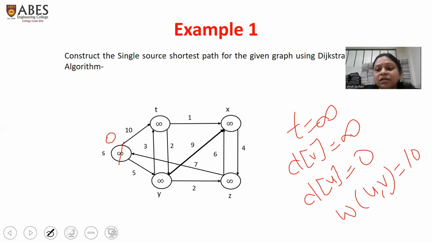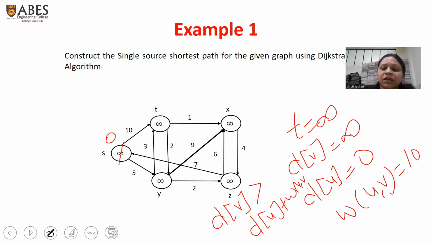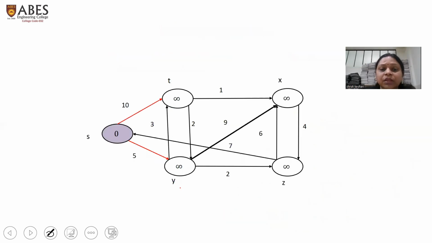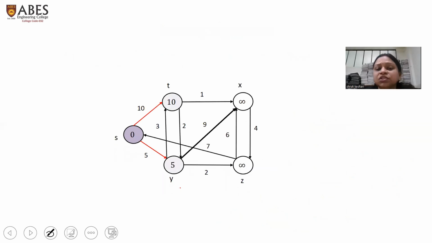In the case of Dijkstra's algorithm, you need to relax the vertex which contains the minimum value, right? So here you can see that D of V is greater than D of U plus weight of U comma V. Here, weight 0 plus 10, yes, infinity is greater than 10. So you can relax the value of T to 10. Similarly, in the case of Y, the original value is infinity, but when you compute D of U plus W of U comma V, you get the value 5. Relax this value also as 5. And you will get these values.